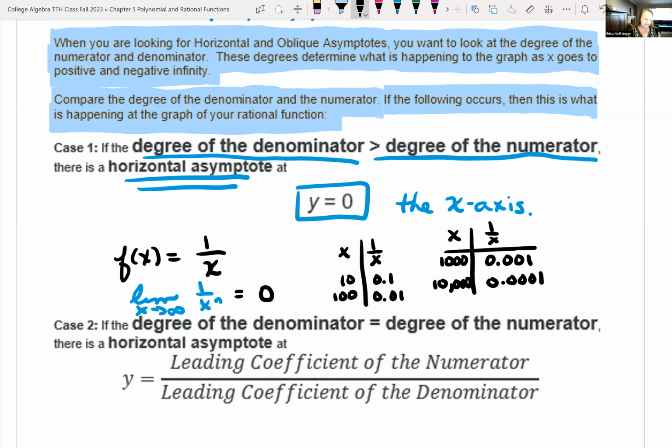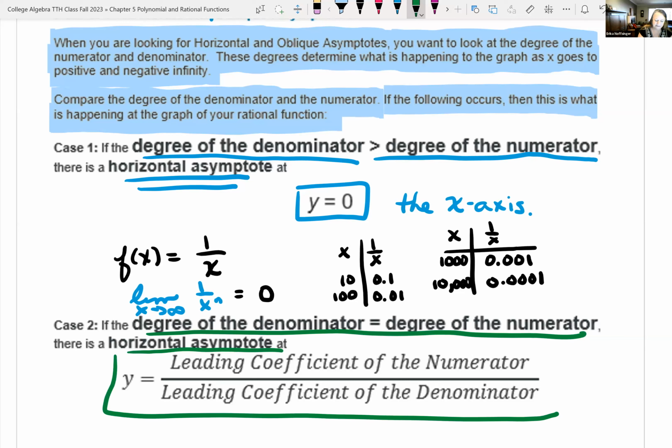Our next case is if the degree of the denominator and the degree of the numerator are the same. If they are the same, then there is a horizontal asymptote. These are the same, so we have a horizontal asymptote. And what we're looking at to find that horizontal asymptote is the leading coefficient of our numerator, all divided by the leading coefficient of our denominator.